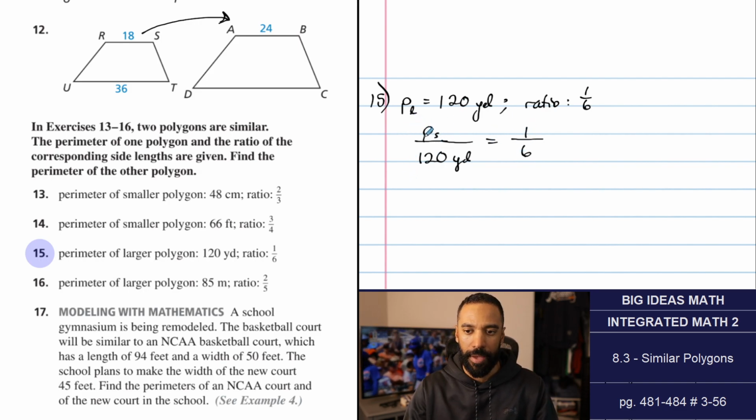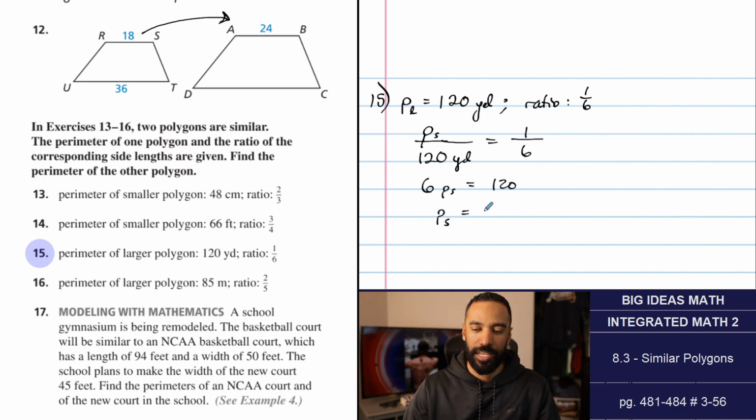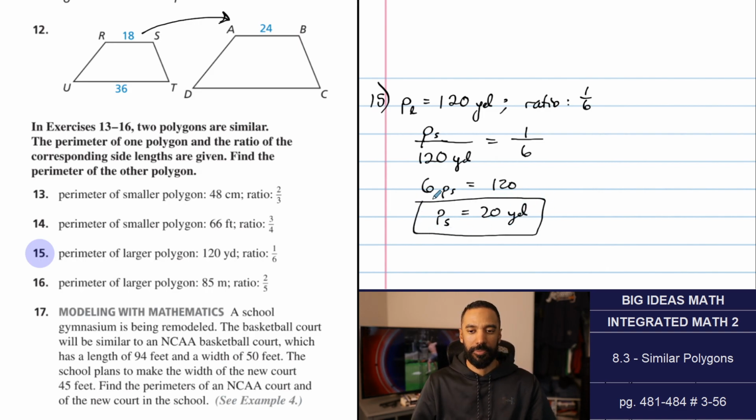So order matters here. Cross multiply: 6 times perimeter of small equals 120, and you don't have to cross multiply, but that's how I'm going to work it out. Then divide by 6, and you get 20. P sub S is 20 yards. Perimeter of the smaller one is 20 yards. Number 16 is the same but different numbers.